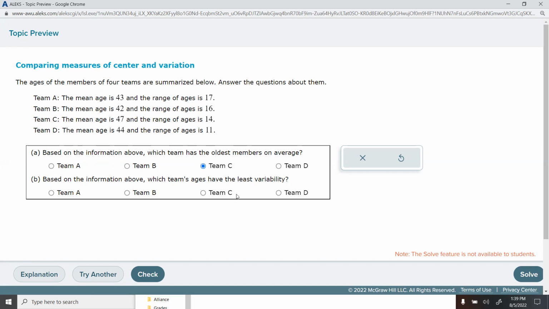Part B says, based on information above, which team's ages have the least variability? Variability, spread outedness. Now we're talking about range. So which one has the least variability, the smallest range? Well, that would be right there, the 11. So team B. That's what we do.